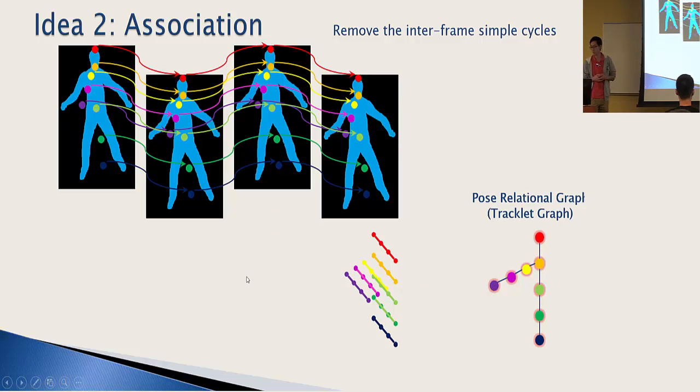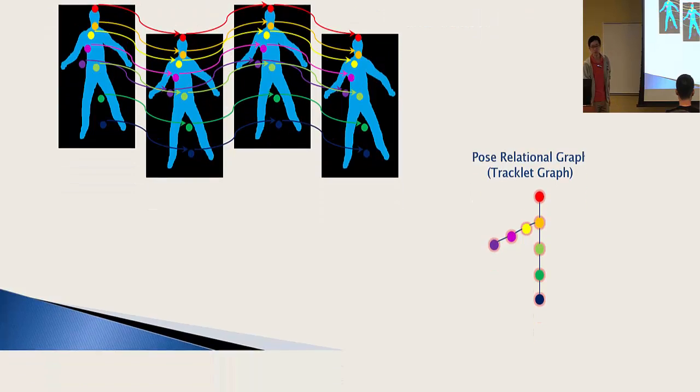We call it the pose relational graph, and we can also call it a tracklet graph because each node represents one tracklet. And this is a tree structure, and in this way we removed all the inter-frame simple cycles.